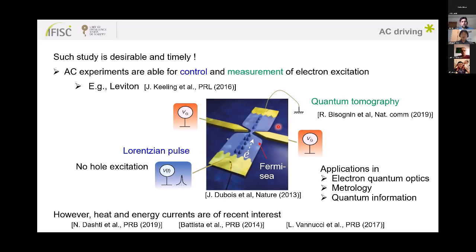And there are other types of these devices, so-called single-electron sources, in analogy to single-photon sources in optics. These devices have applications in many fields, like electron quantum optics, for example probing the wave nature of electrons, or metrology, for example redefining the electric current standard, or quantum information, realizing flying qubits. But heat and energy currents in these types of devices are only of recent interest.